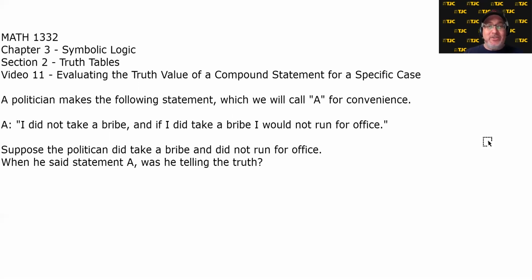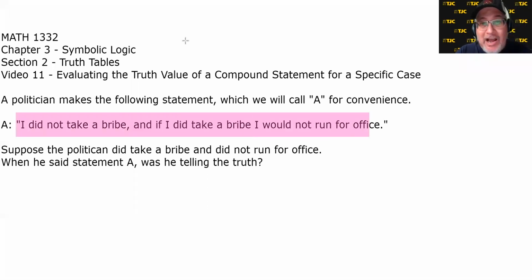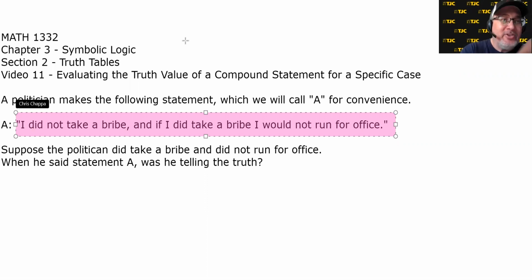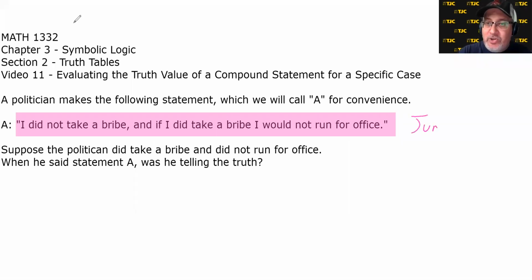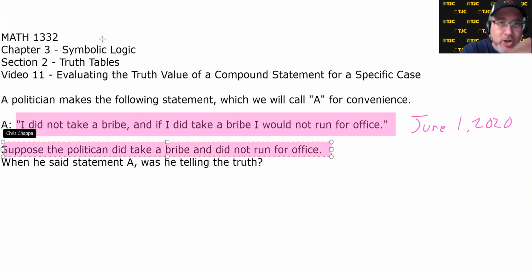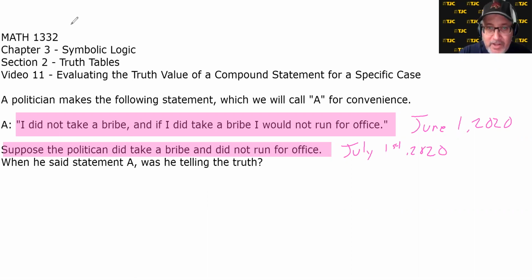All right, so think of this as something that's happened in the past, something he said in the past, and then something occurred in the future. What he said in the past was, I did not take a bribe, and if I did take a bribe, I would not run for office. Let's just say he said this on June 1st, 2020. And then in the future, let's say this occurred on July 1st, 2020. It was discovered he took a bribe and he ended up not running for office in the future. Is the statement he said on June 1st true or false? Was he telling the truth?